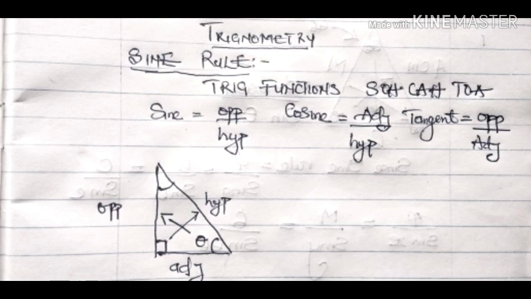Sine is equal to opposite over hypotenuse. Cosine is equal to adjacent over hypotenuse. Tangent is equal to opposite over adjacent.